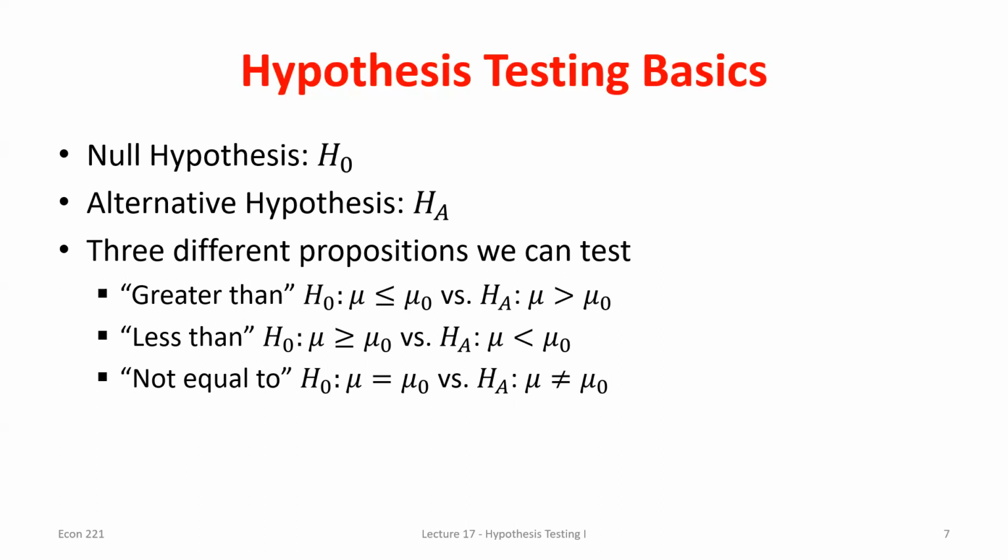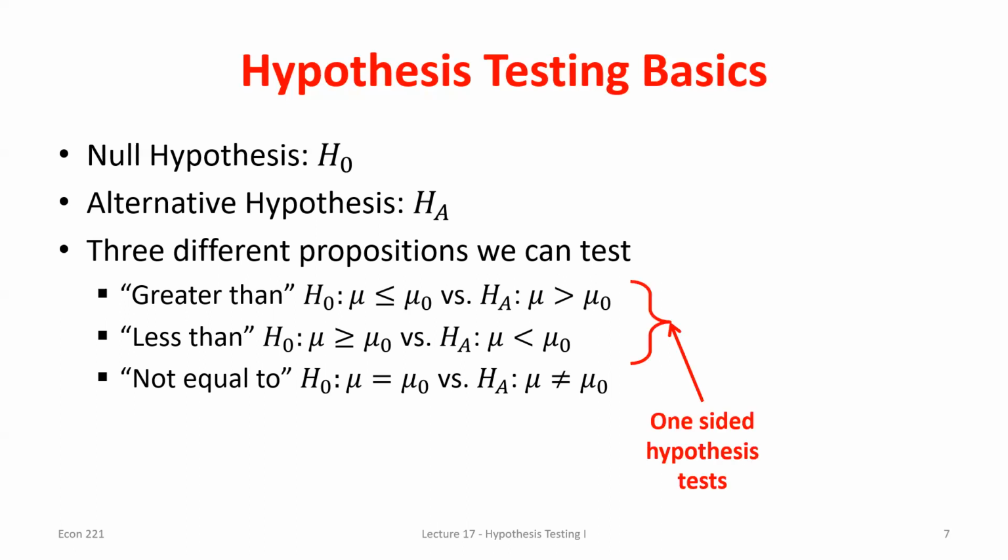Now notice, if I'm assuming that the true population mean is less than or equal to 50,000, or some value here, well, the alternative of that would be that it's greater than 50,000, right? Or the complement of that.